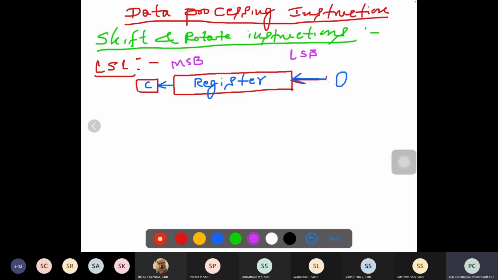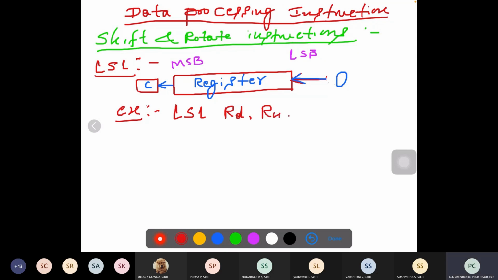So in logical shift left, the specified number of bits are shifted towards the left. The MSB of the register goes to the carry bit, and zeros are introduced from the LSB. Suppose I want to specify 4 bits of data shifted towards the left, then 4 zeros are introduced from the LSB. Are you clear on this? This is very important.